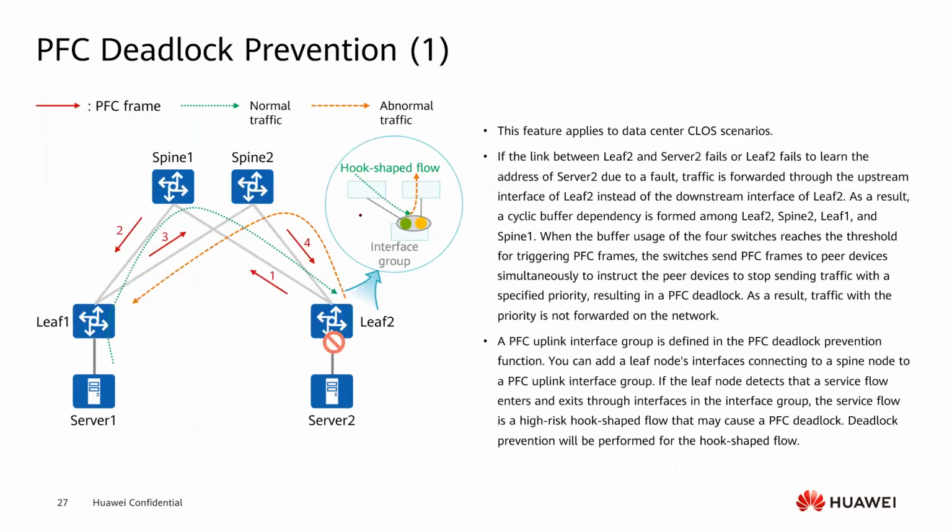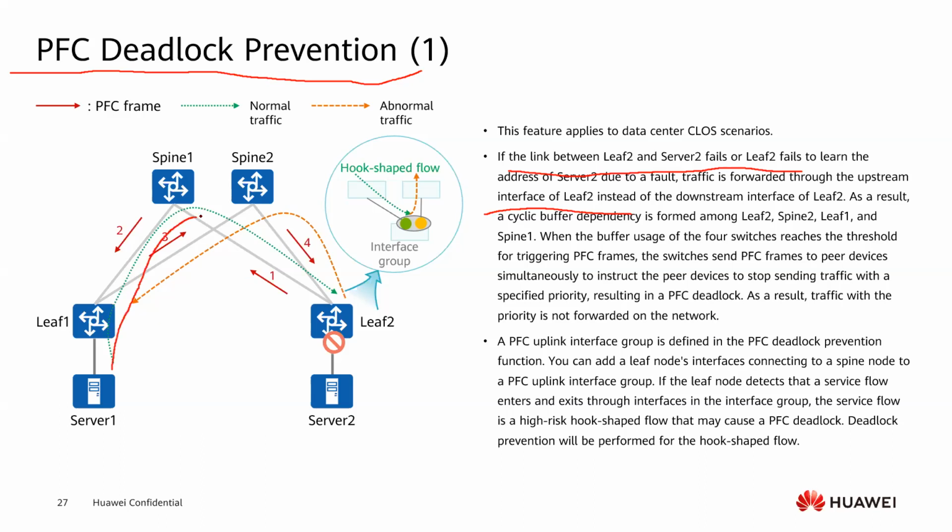Okay. The other way is PFC deadlock prevention. Let's see the PFC deadlock prevention fundamentals. In the link between leaf 2 and server 2, first leaf 2 learns the address of server 2. Due to a fault, traffic is forwarded through the upstream interface of leaf 2 instead of the downstream interface of leaf 2, just because it lost the MAC address.